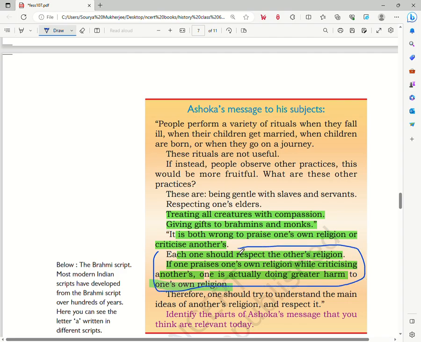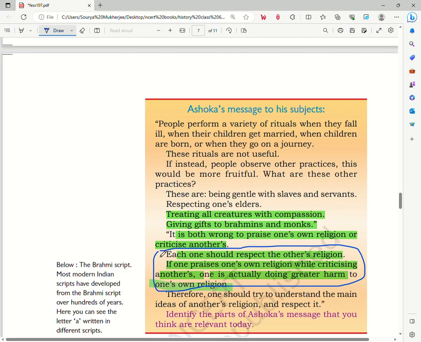So we see another aspect of these Ashokan inscriptions from this part. That is, Ashoka tried to reconnect the people of different faiths who used to live in his kingdom, and in today's time also these teachings are very useful and practical.